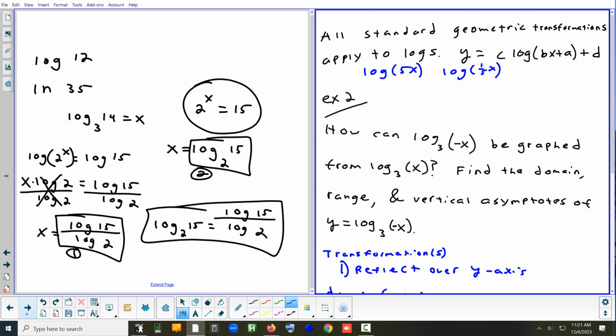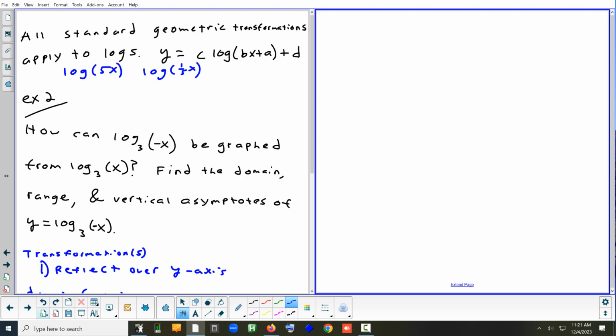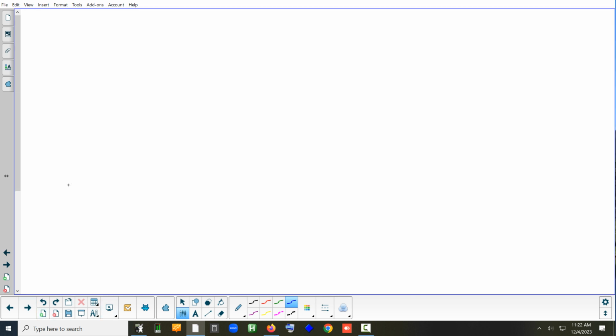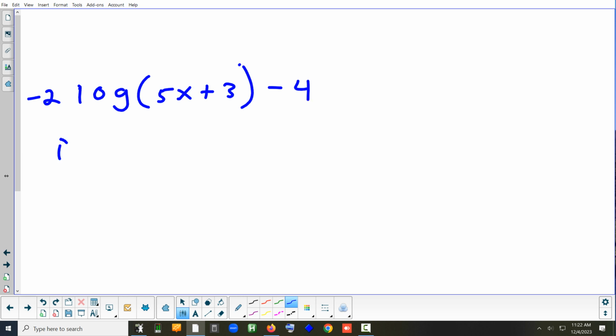So when you're describing, let's do one with all the transformations. Let's do like log, -2 log 5x plus 3 minus 4. Okay, what's the first thing that you would write down there if you follow the order? Yep. Left 3. That's a shift left 3.